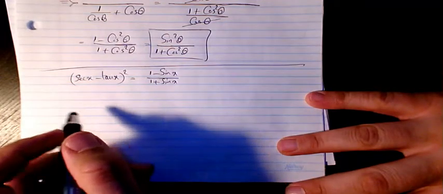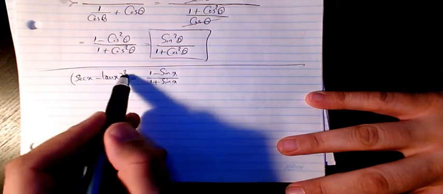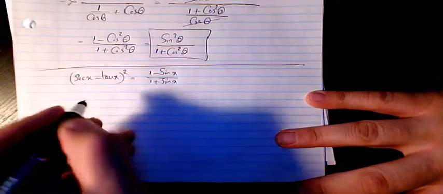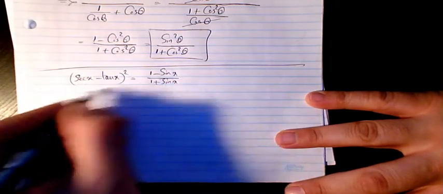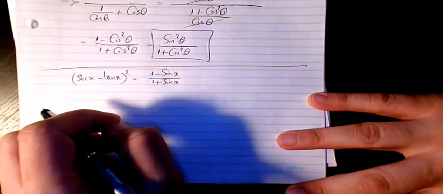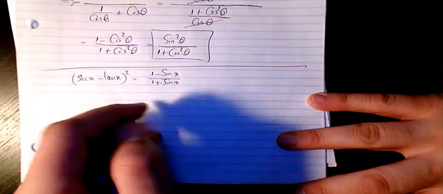So in this example we have (secant x minus tan x) squared equals 1 minus sine x divided by 1 plus sine x. So let's see how to solve this one. I'm going to solve this trig identity with two different approaches, and you can find out which one is easier for you.